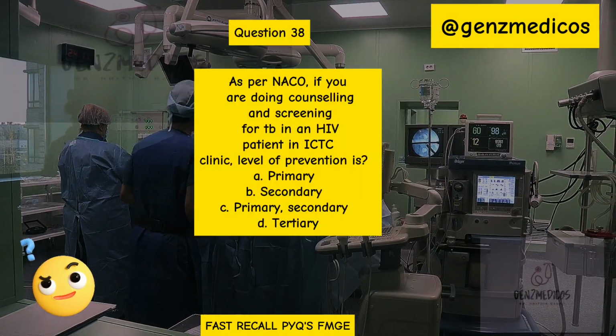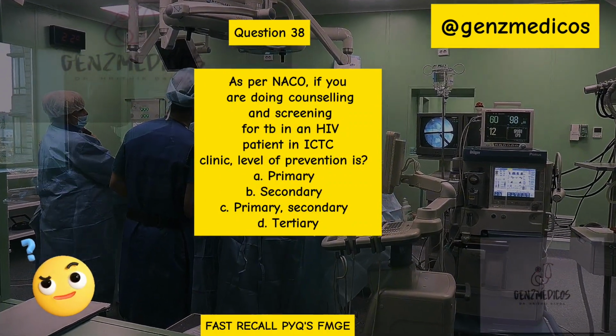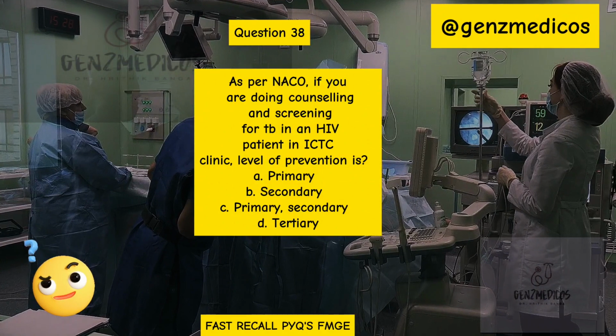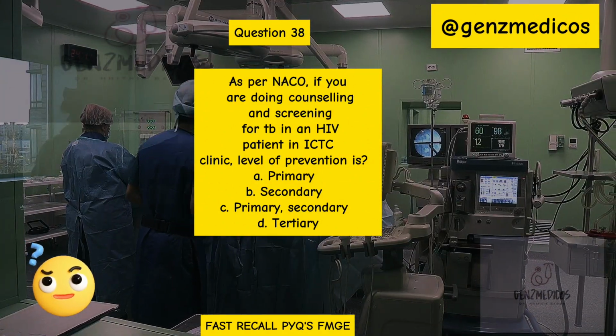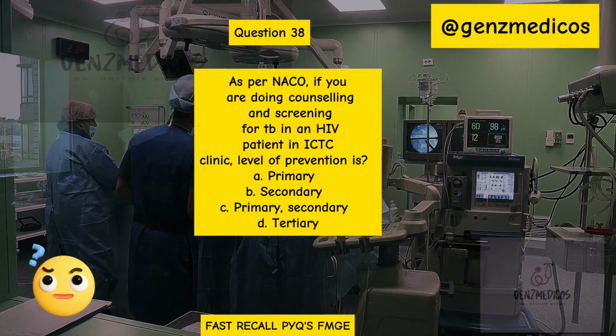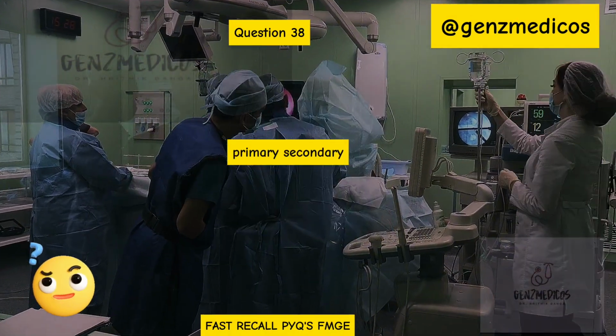As per NACO, if you are doing counselling and screening for TB in an HIV patient in ICTC clinic, level of prevention is A. Primary, B. Secondary, C. Primary, secondary, D. Tertiary. Primary, secondary.